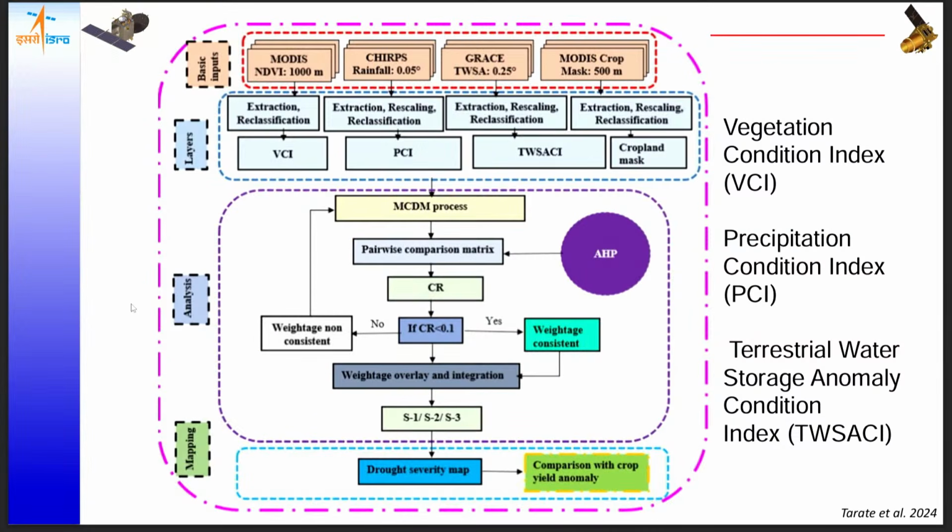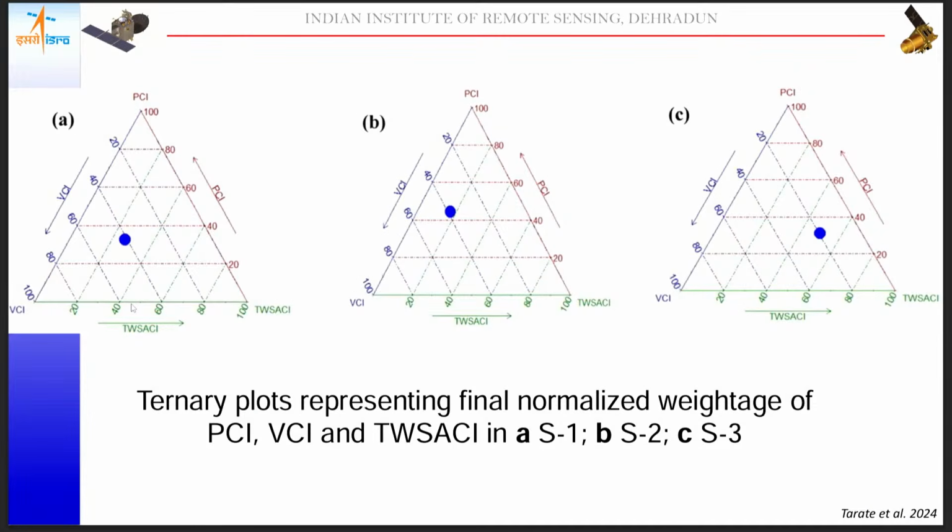This was the overall methodology we followed. As you can see, we integrate these three data sets, VCI, PCI, and TWSI, in three different scenarios, scenario 1, 2, 3, and generate CDI maps and correlate them. Your CR value, the consistency ratio value, should be less than 0.1 in the case of all your weightage conditions.